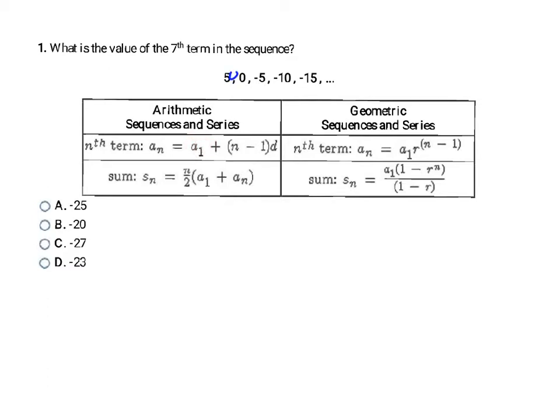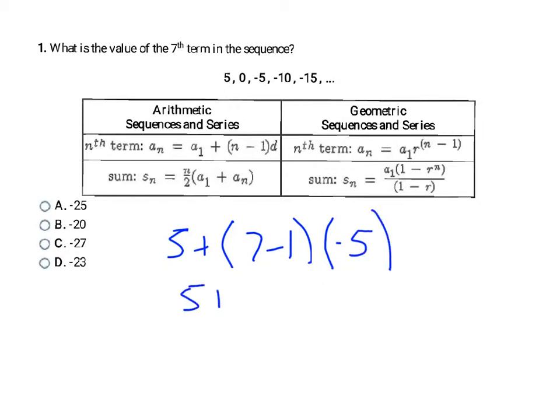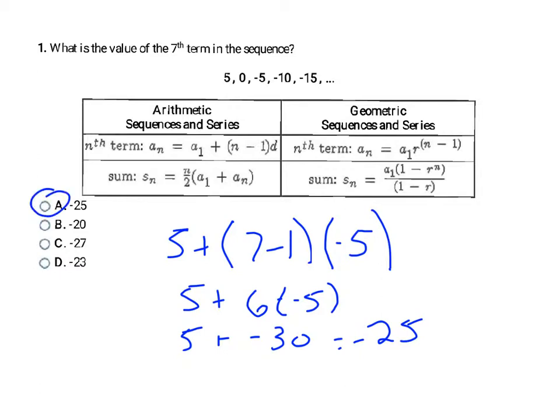So the first term here is 5. So I'm going to take 5 plus parenthesis, n is the number term we're looking for, which is 7. So 7 minus 1 parenthesis times d. And d is the difference. So since they're going down by 5 each time, this is going to be a minus 5. So then I just follow order of operations. 7 minus 1 is 6, times negative 5 is negative 30. And then I add 5 to that, and that's going to be negative 25. So that means negative 25 is going to be my 7th term, so my answer is A.